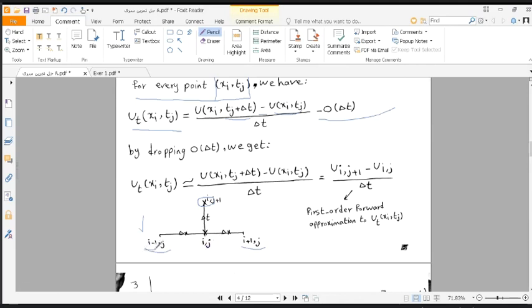I minus 1 and j, I and j, I plus 1 and j, and this point is I and j plus 1. T is changed, but x is constant. I don't change, but j increases from j to j plus 1. Okay? Okay.